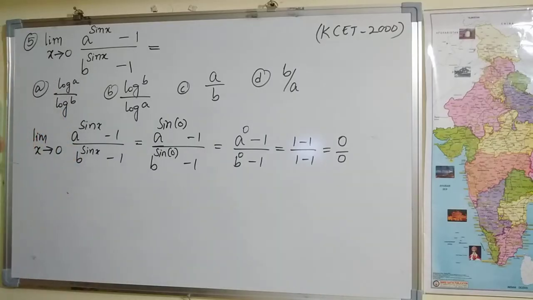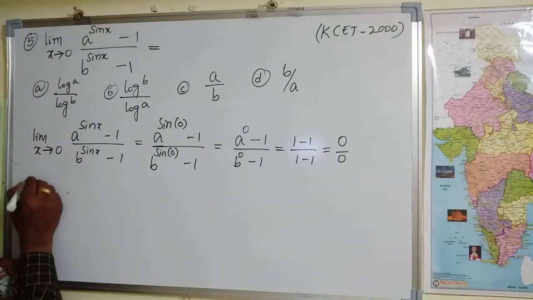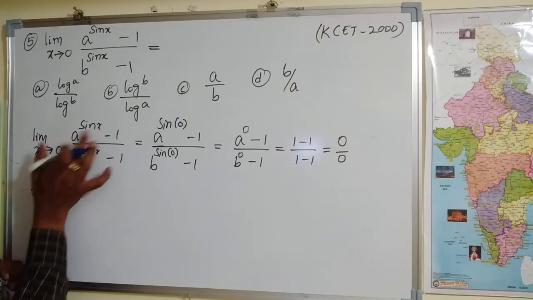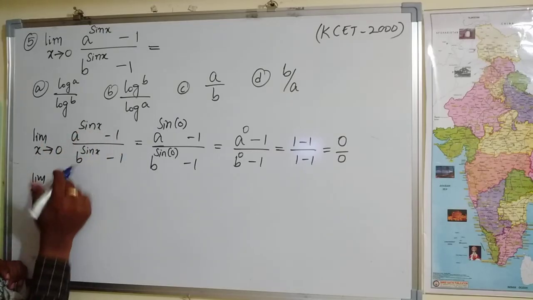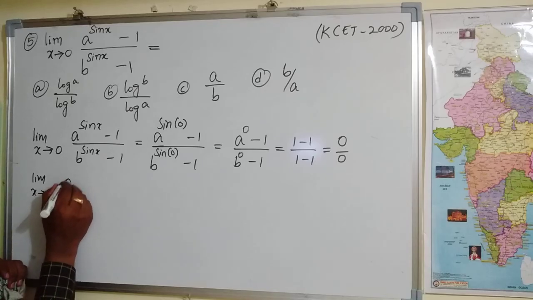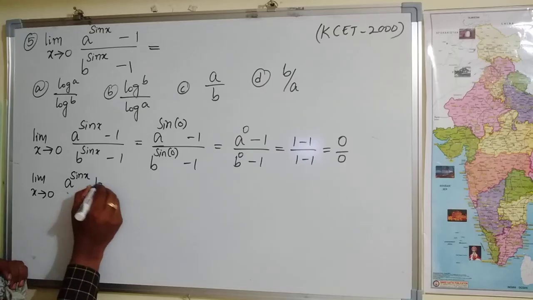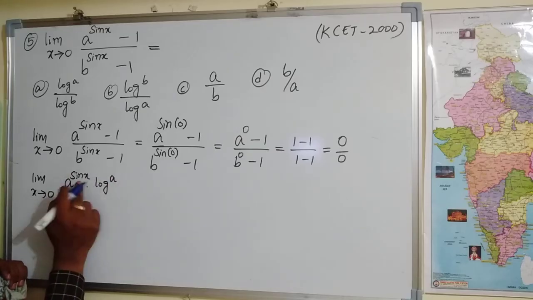See, now apply L'Hospital rule. Limit x tends to 0, derivative of numerator, derivative of a to the power x form. Here we have a to the power sin x. Derivative of the result is a to the power sin x into log a into derivative of sin x, which is cos x.